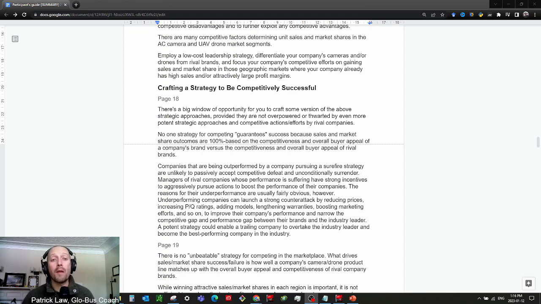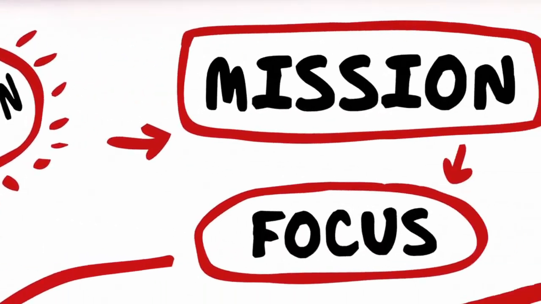And here we are about halfway through. You can see that even the Reader's Digest version is still lengthy. I recommence: crafting a strategy to be competitively successful.